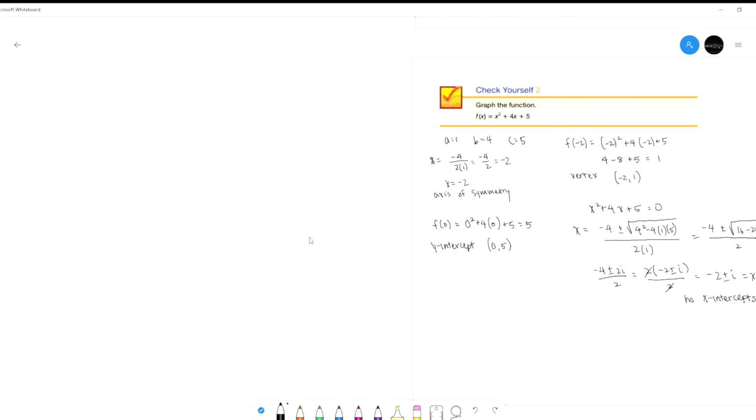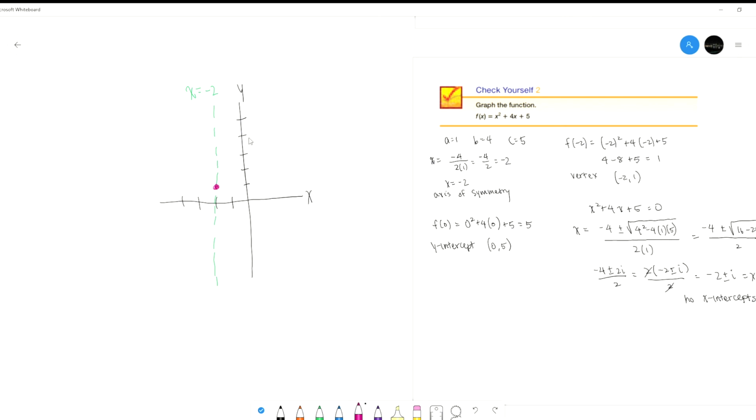Alright, so we have the axis of symmetry is -2. So -1, -2. And the vertex is -2, 1. And we have the y-intercept 0, 5, 2, 3, 4, 5. Okay, so I'm going to draw 2 to the left because we said the axis of symmetry is equal to x equals -2, right? So we draw that straight line there. Y and x-axis. Axis of symmetry, x equals -2. The vertex is -2, 1. So that's this point right there.